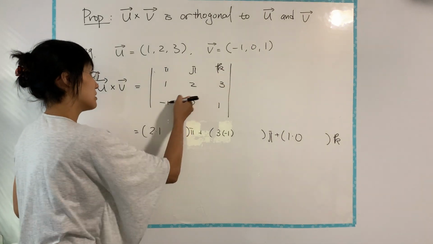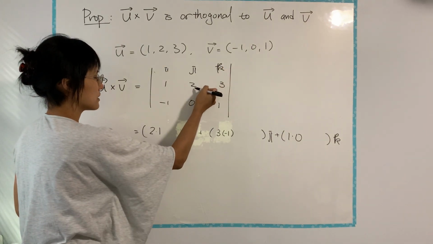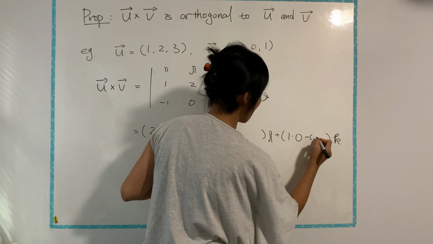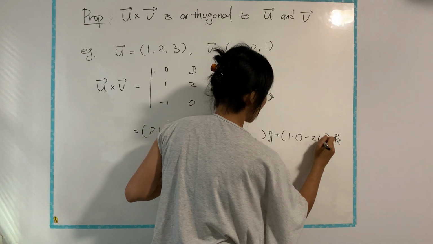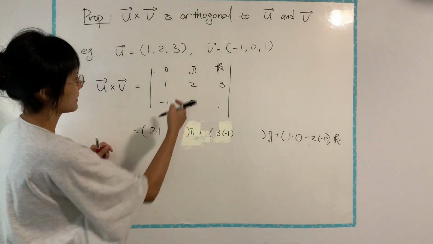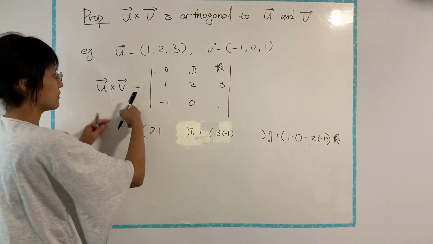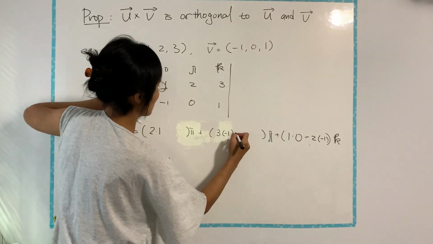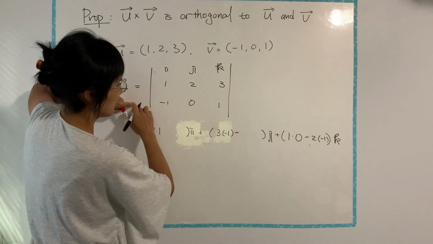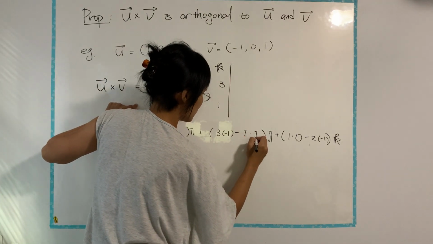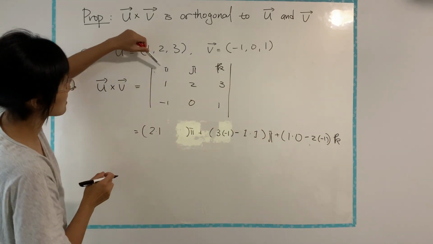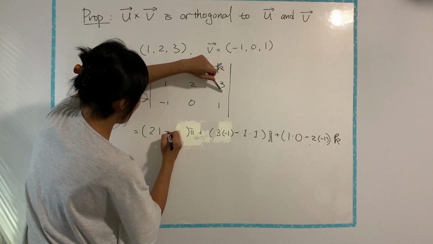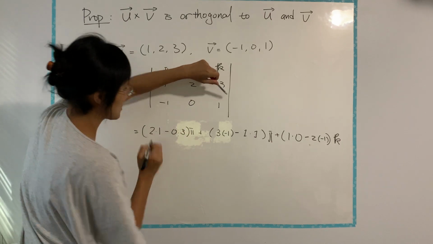Okay, so let's start from here. I have k times 2 times negative 1, so minus the k times 2 times negative 1. And the next is j, and this spot is filled by 1, so minus j times 1 times 1. Last, the i component goes this direction, so minus 0 times 3.